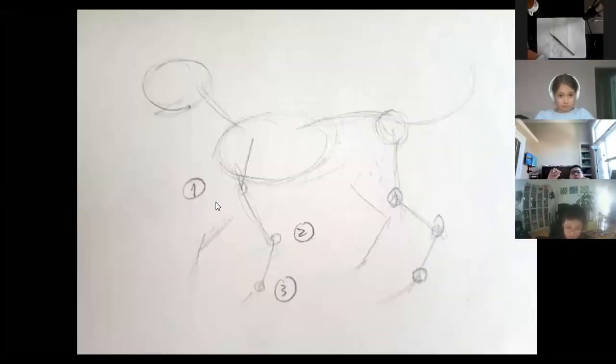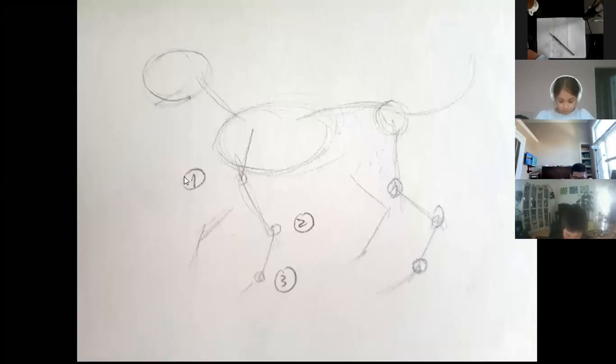So if I am an animal, this is my front leg. 1, 2, 3, 3 joints. All right, so let's go back to the screen. You see, if this is a human being, number 1 will be my shoulder, number 2 will be my elbow, and number 3 will be my wrist.